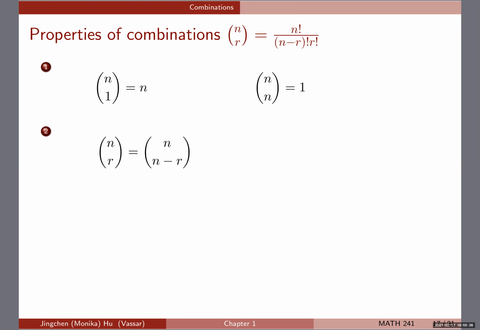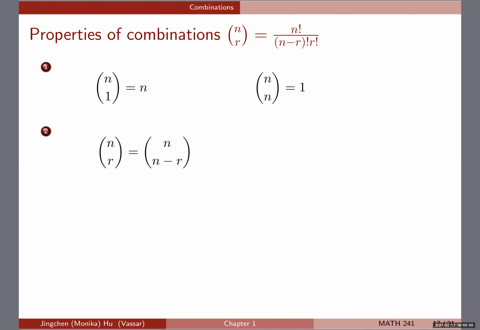The second property is pretty important, and I was mentioning it a little bit when we were dealing with the marble examples, if you remember. The left-hand side is saying that I'm choosing r objects out of n objects, and that's the number of ways to do that, the number of combinations there. And on the right-hand side, in words, what we're doing is that we're choosing n minus r objects out of n objects, okay? So we're saying that they're equivalent, okay?